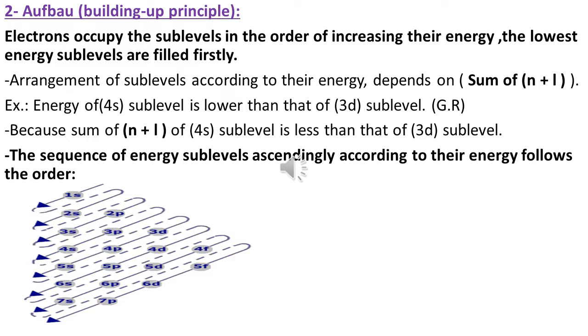The sequence of energy sublevels ascendingly according to the energy of Aufbau is: 1s, 2s, 2p, 3s, 3p, 4s, 3d, 4p, 5s, 4d, 5p, 6s, 4f, 5d, 6p, 7s, 5f, 6d, 7p.